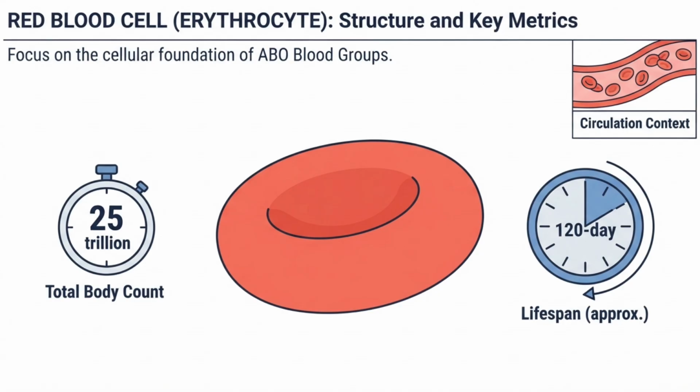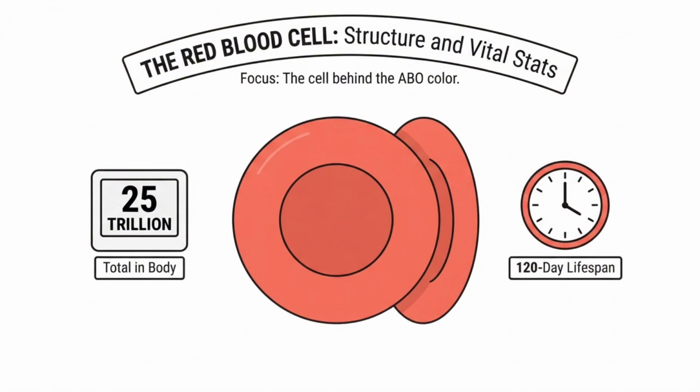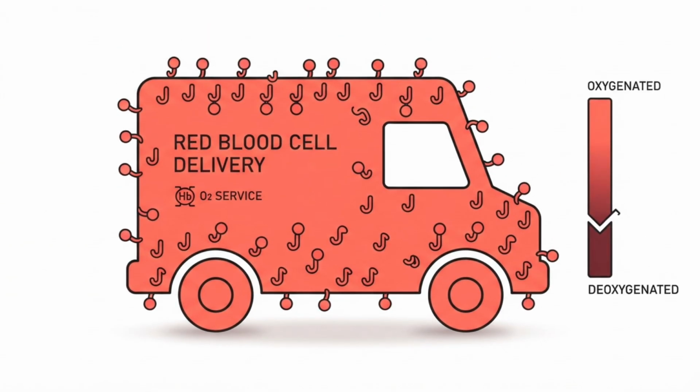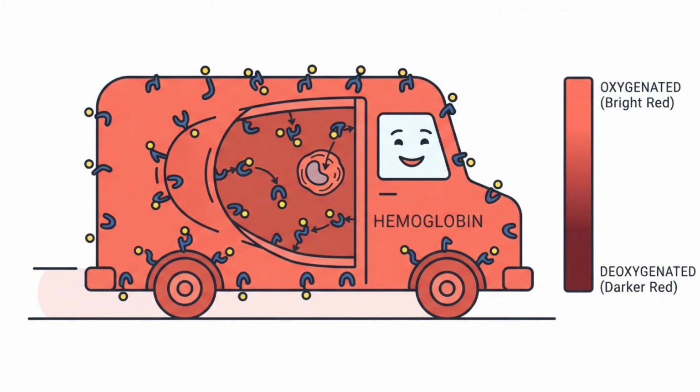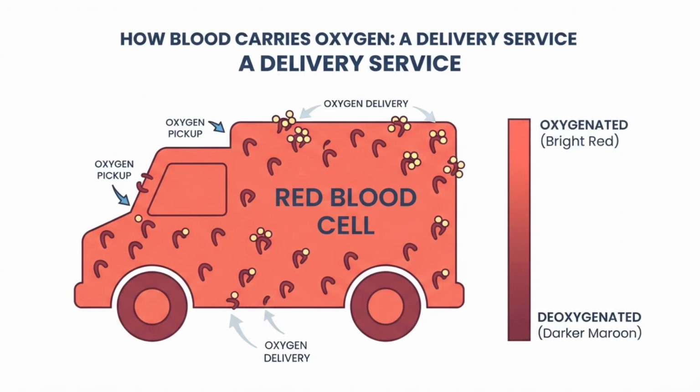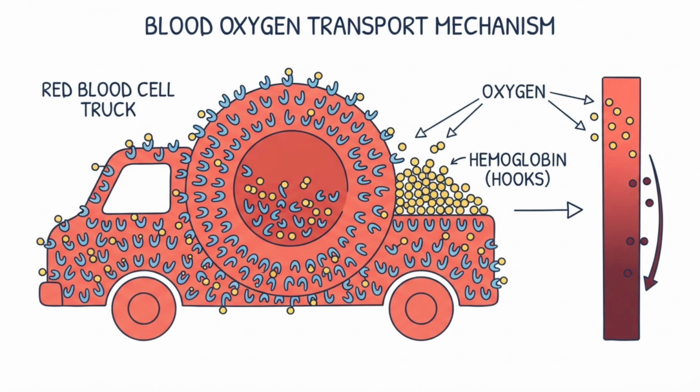Instead, every square inch of the truck's exterior is covered in hook-shaped molecules called hemoglobin, and oxygen molecules simply latch onto those hooks as the truck passes through the lungs, then release again wherever oxygen levels run low. That hemoglobin is also what gives blood its color, turning bright red when saturated with oxygen and a darker shade when it isn't.